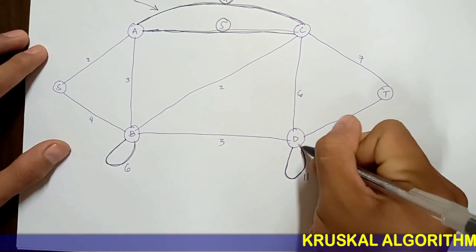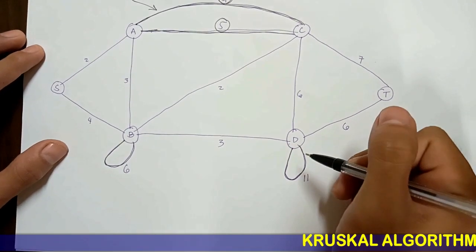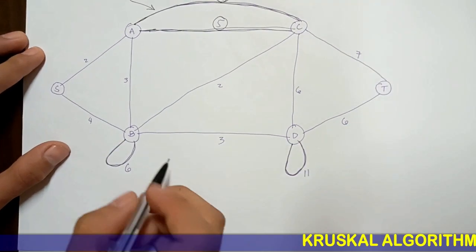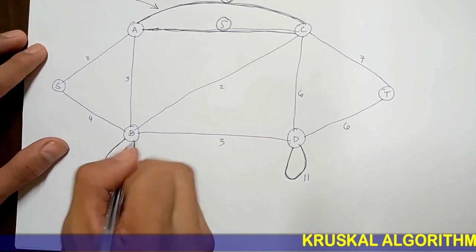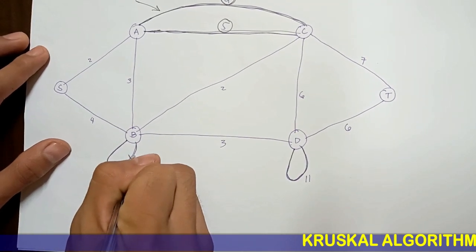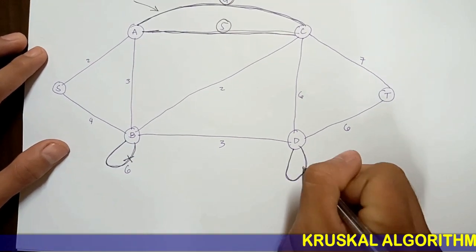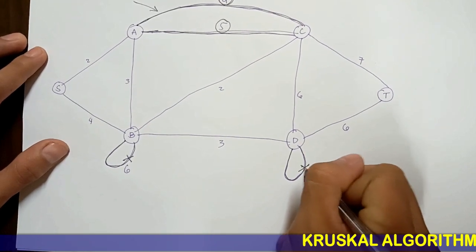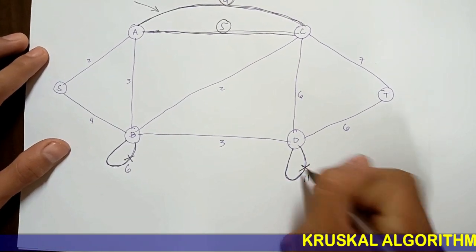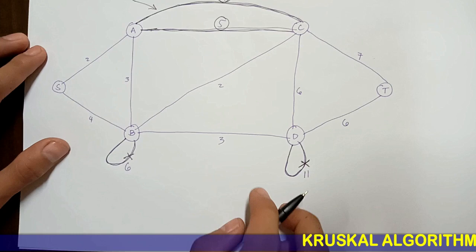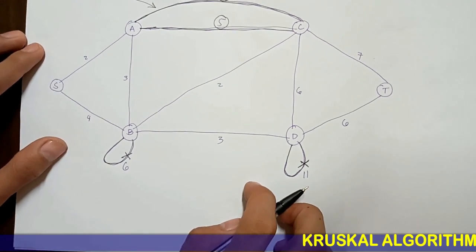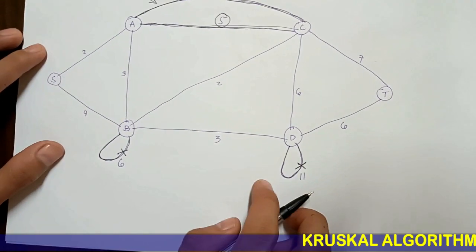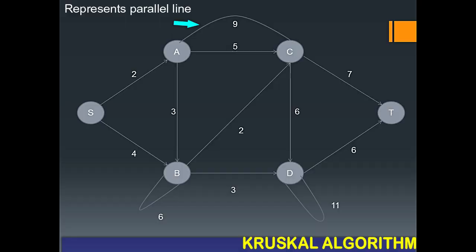The first step states that we need to remove all loops and parallel edges. Any edge that starts and ends at only one vertex is considered a loop. For further explanation, let us simulate and see the first step of Kruskal algorithm.